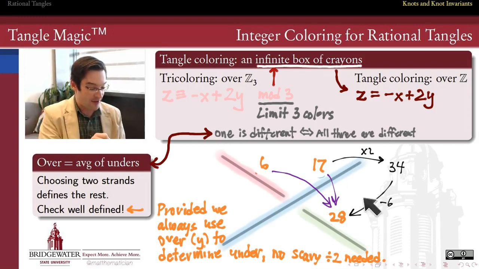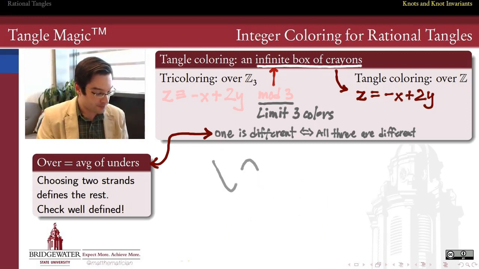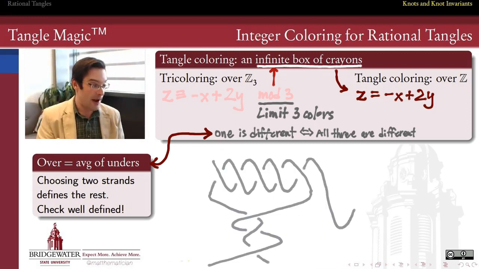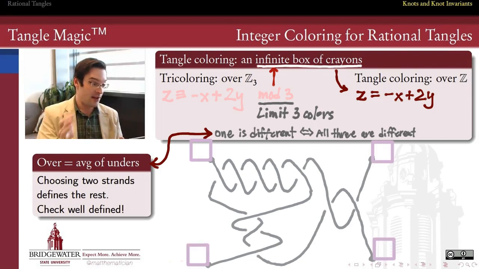And we're always going to have that all same or all different property that we're looking for in a valid coloration. So let's see how it works for a rational tangle. So here's a rational tangle, just sketched up.